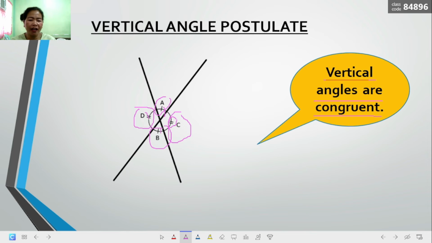So we have angle A and angle B considered to be congruent, and they are vertical angles. By definition, vertical angles are opposite angles. Diba? Vertical angles are opposite angles. So it is always understood that when you see vertical angles, they have the same measure, or they are always congruent. So in the illustration, angle A and angle B are congruent, angle C and angle D are also congruent. So let's proceed to a more complicated example.